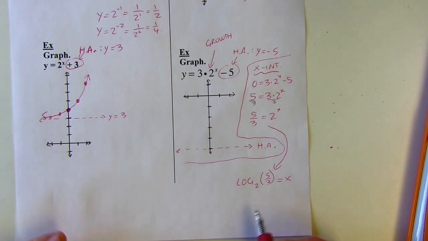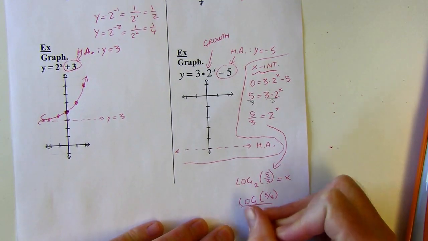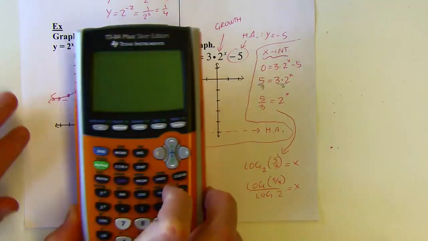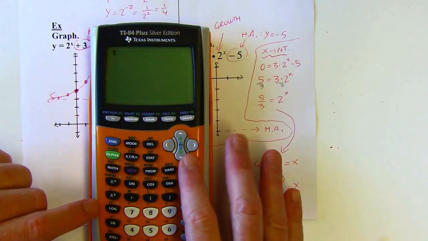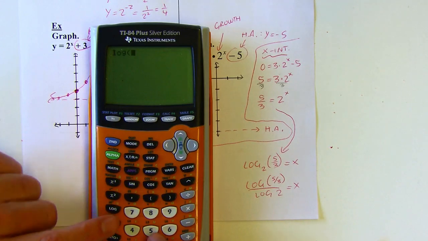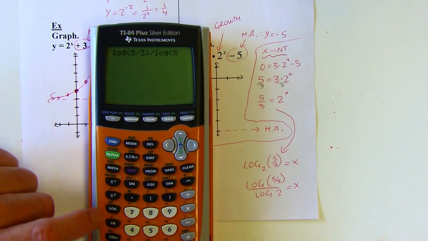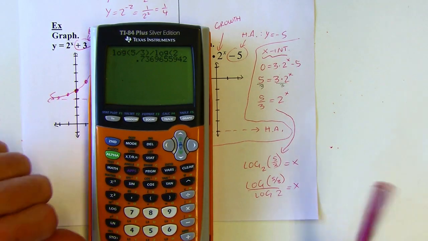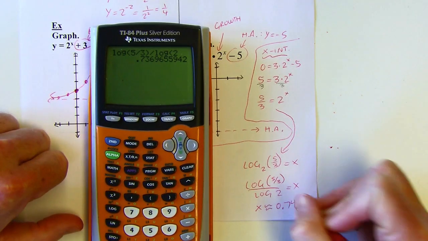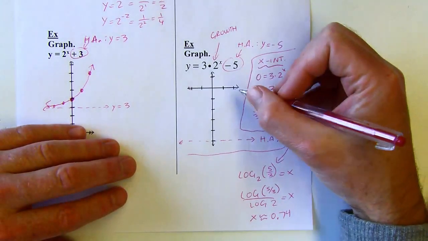And that's something I can put in my calculator, okay? I'm going to put this in as log of 5/3 over log of 2. Log of 5/3, divide that by log of 2. And I'm going to get 0.7, I'll call that 0.74. Okay, so there's my x-intercept. So now I know that that's where it's going to cross the x-axis, at 0.74.